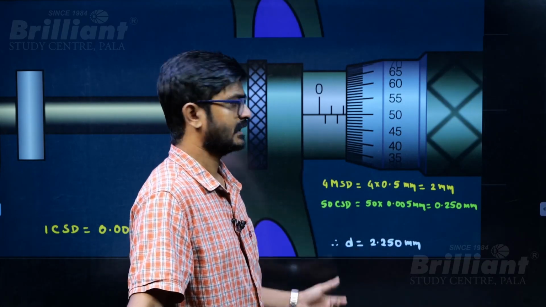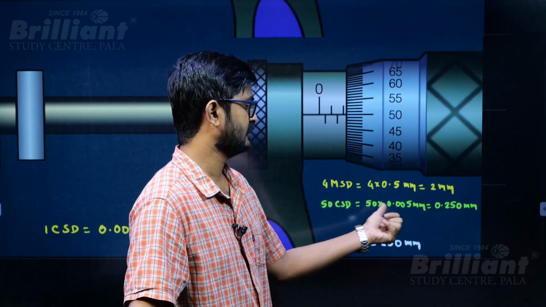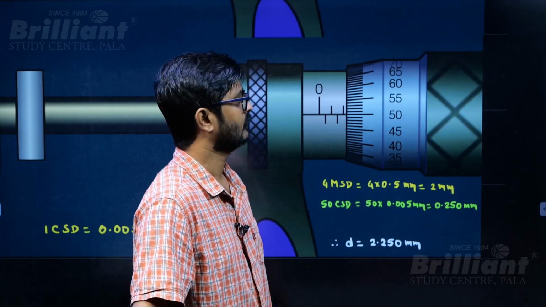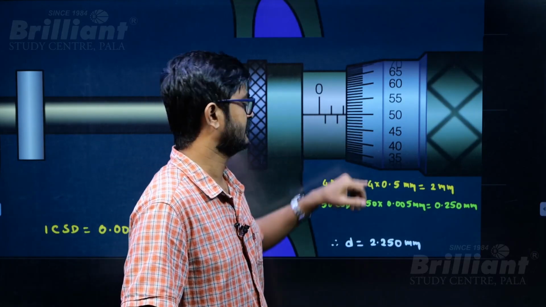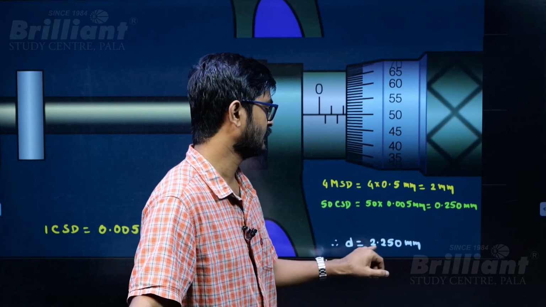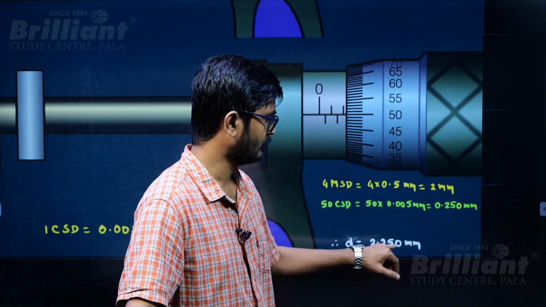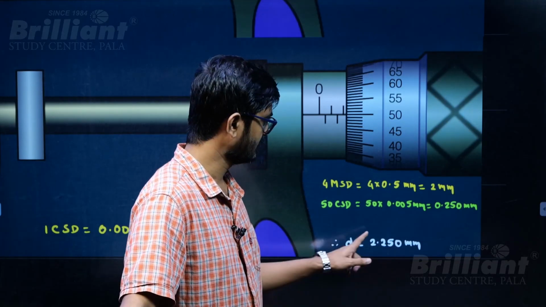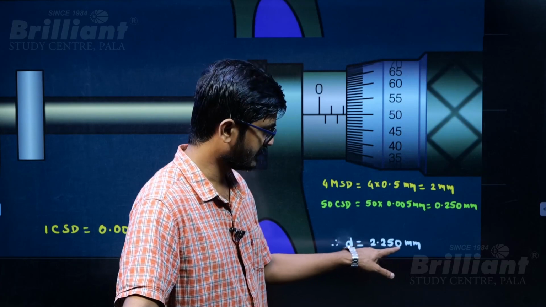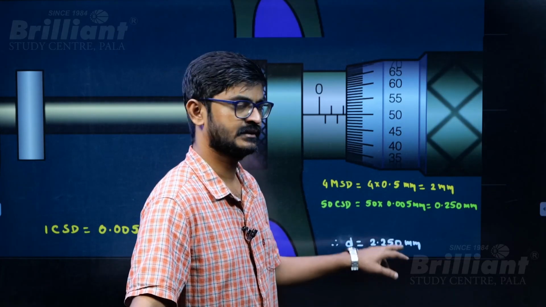Now 50 circular scale divisions. One circular scale division is 0.005 mm, so 50 circular scale divisions will be this much. Now what is the diameter of this object? That is the total. 4 main scale divisions plus 50 circular scale divisions, this plus this, which is 2.250 mm. And note that I am writing it as 2.250 instead of 2.25 because we know the least count of this instrument is 0.005. So we can measure this, we have some information about this digit, right?